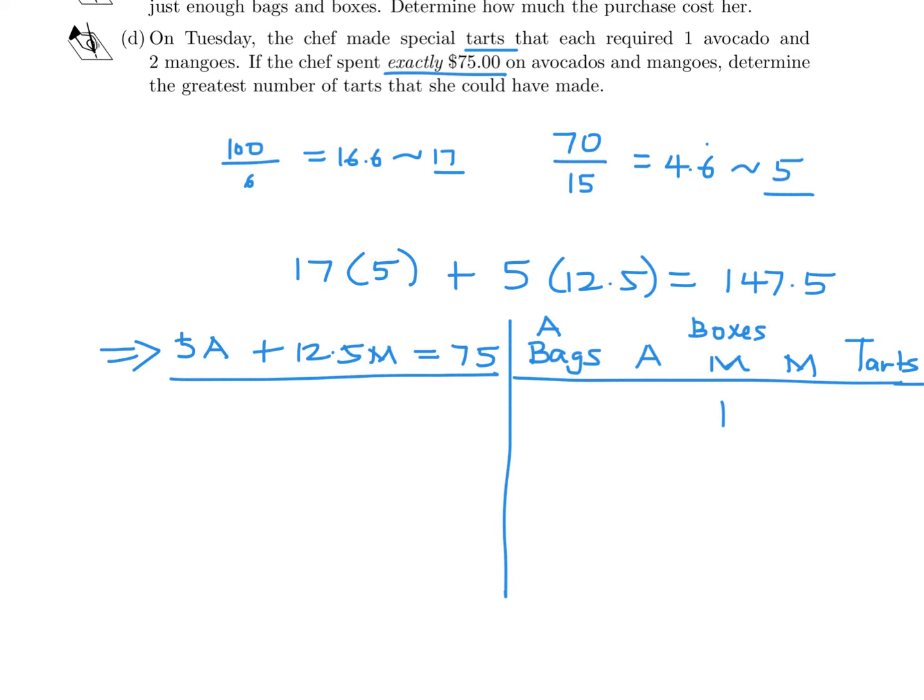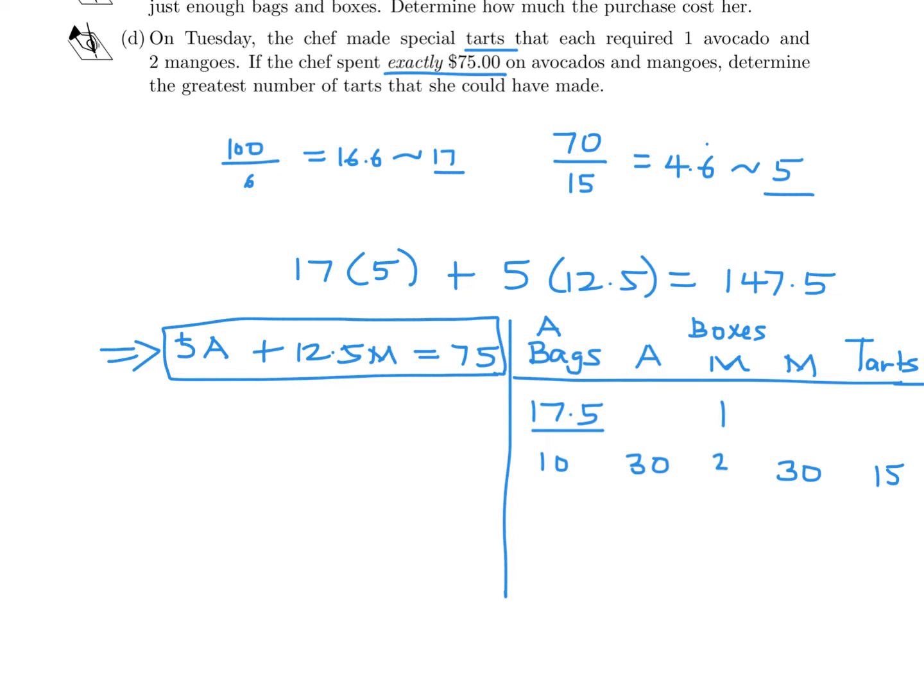And if that's 1, and you plug this into the equation, this becomes 17.5. Okay, but that doesn't work because we have to have whole numbers, and that's not a whole number. Okay, so let's do 2. That gives me 10 if I plug it into this equation. Number of avocados will therefore be 30 because each bag contains 6. And number of mangoes will be 30 because each box contains 15. So there's 2 boxes. And the number of tarts is going to be 15 because for every 2 mangoes, we got to use 1 tart. So we're only going to be able to make 15 tarts.